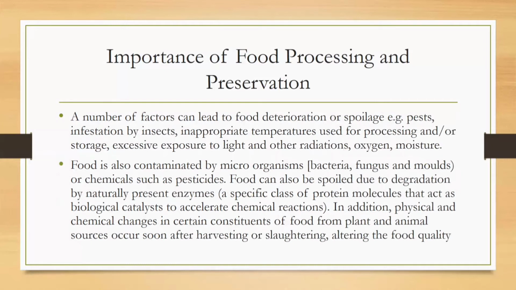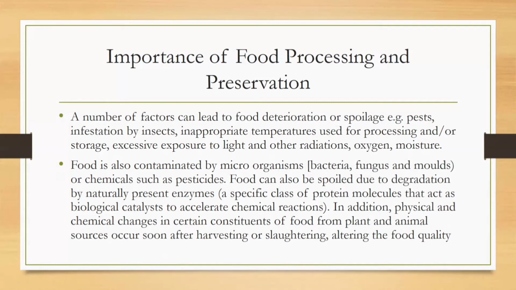A number of factors can lead to food deterioration, as we all know, such as infestation by pests, insects, inappropriate temperatures which are used for processing or storage, excessive exposure to light, oxygen, moisture, etc. Food is also contaminated with microorganisms such as bacteria, molds, etc., or chemicals such as pesticides. Foods can also be spoiled due to degradation by the naturally present enzymes.